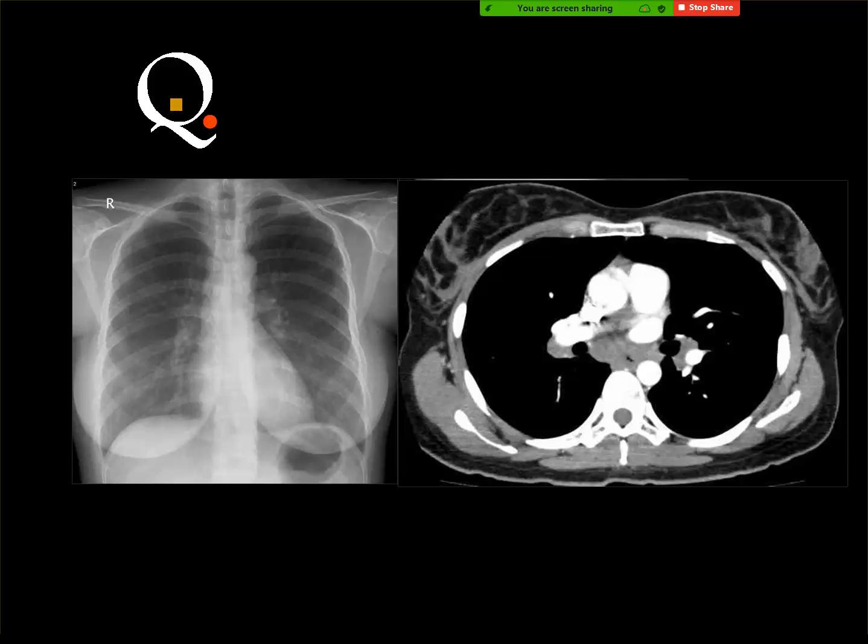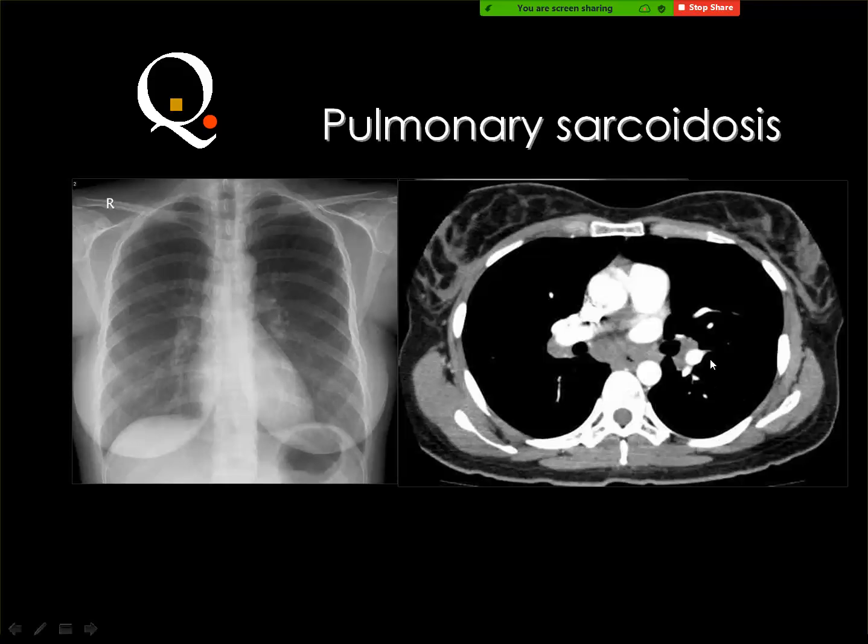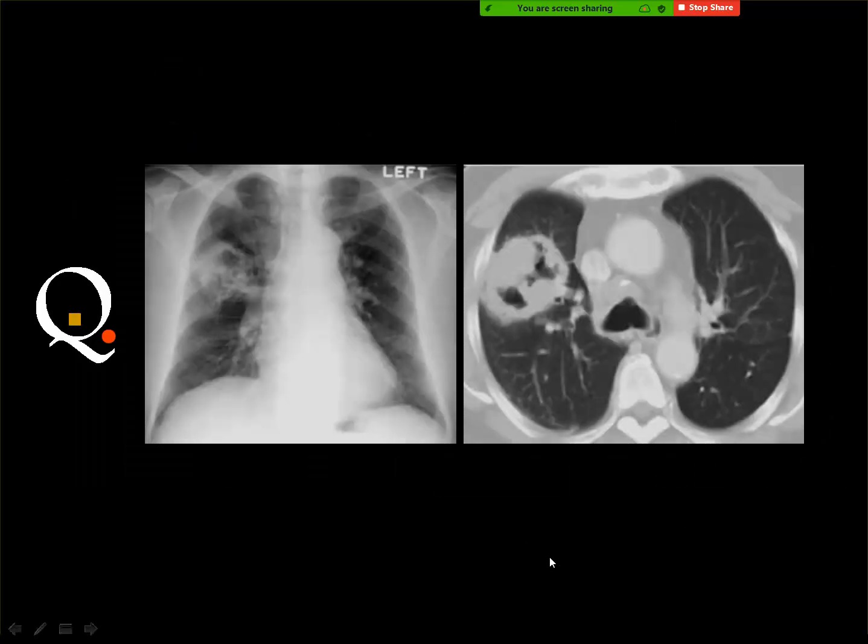TB nodes are necrotic and marginally enhanced, and the sarcoid nodes are those. These are the classic appearance of sarcoid nodes: discrete, homogeneous, and sometimes they contain calcium.